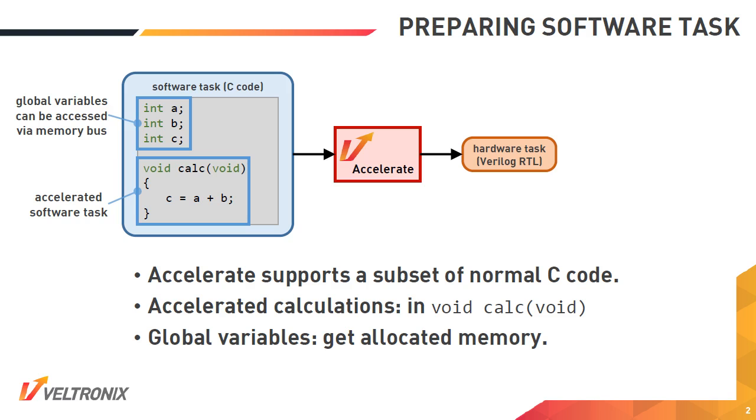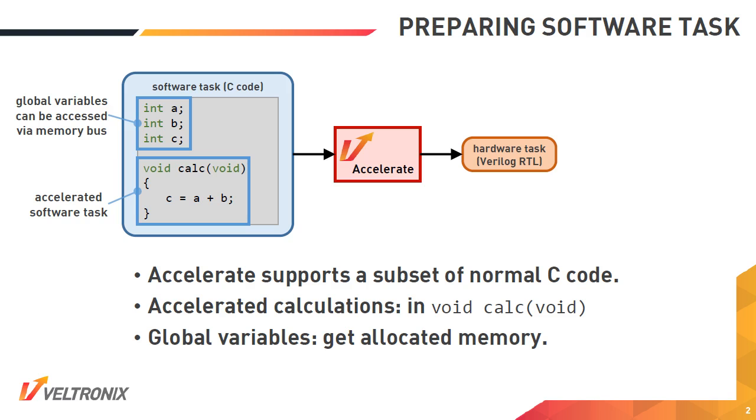The example software task shown is 3 global variables and an add operation. Accelerate supports a subset of normal C code. The calculations in the function void calc void, in this case just the add operation, will be accelerated. Global variables A, B and C will each be allocated an address in the accelerator's memory.